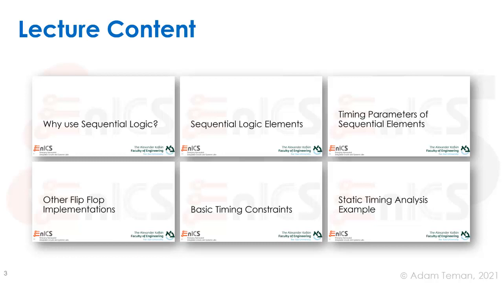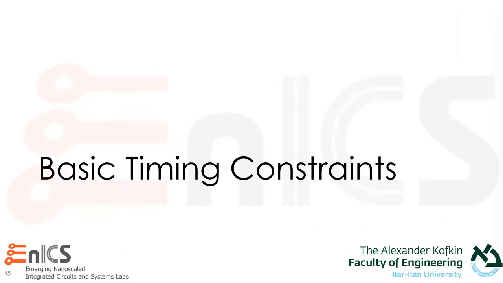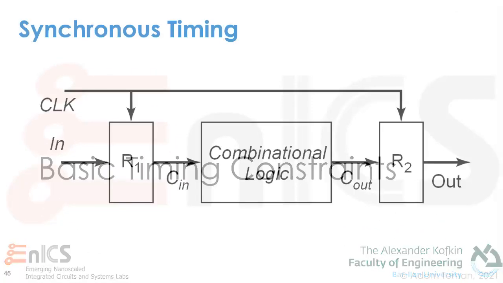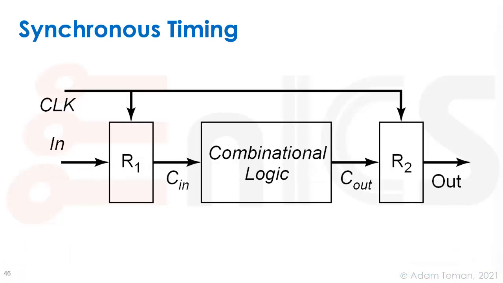Following our circuit level discussion of how to build our flip-flops, how to build other types of flip-flops, and what the basic timing parameters of a flip-flop are, let's go over and describe how this fits into a system with our basic timing constraints. Usually what we have, as I showed at the beginning of the lecture, in a synchronous timing system is some sort of a launch register over here, and some sort of a capture register over here.